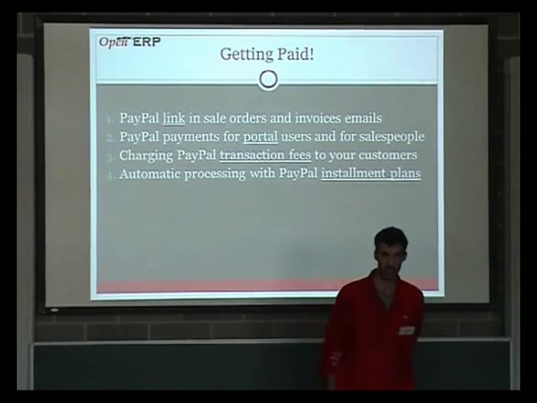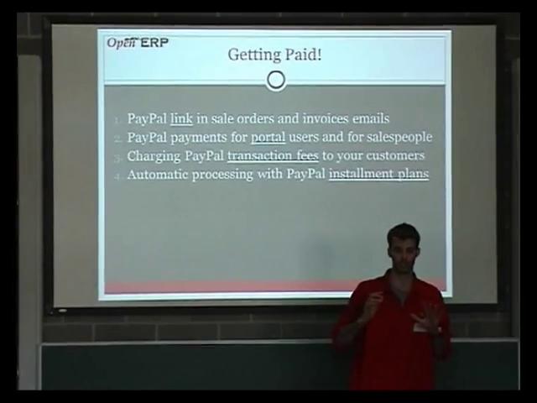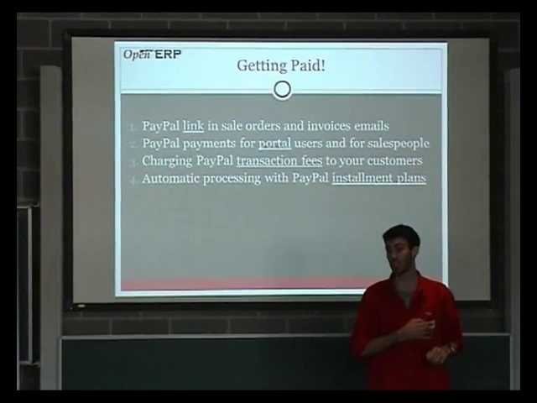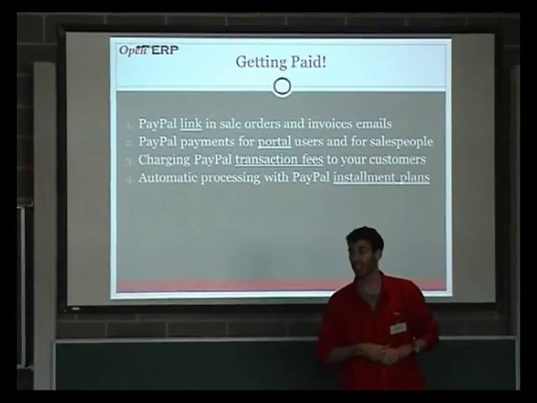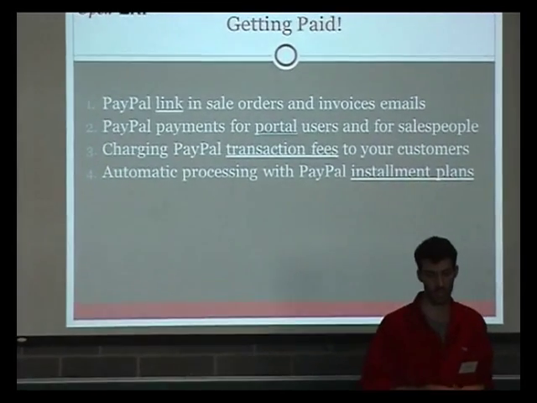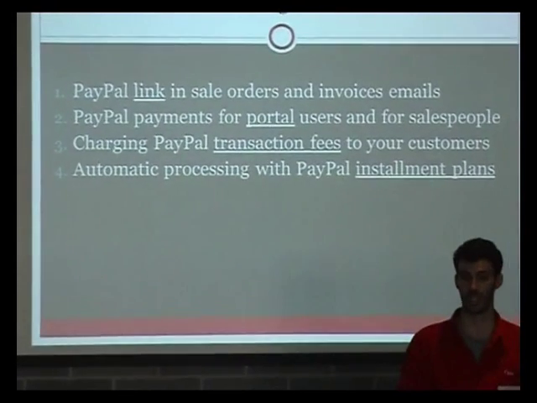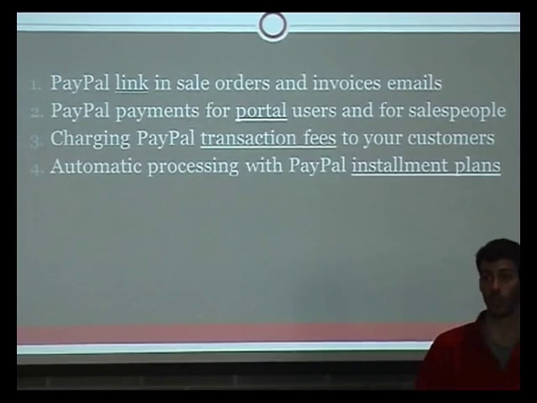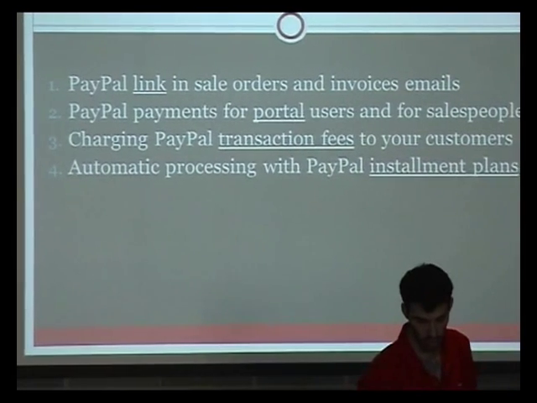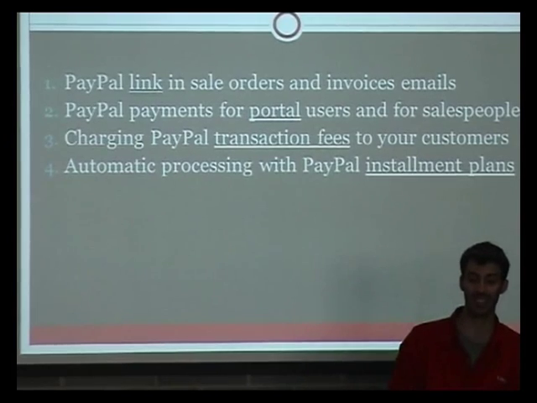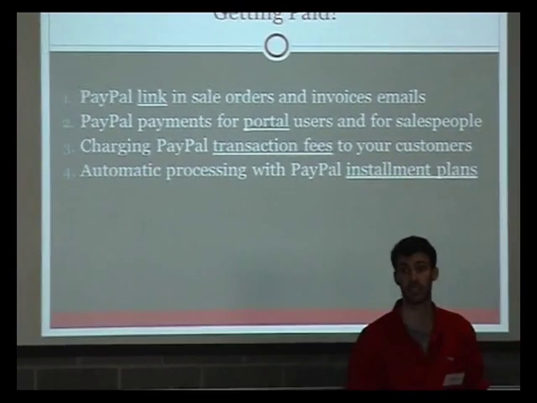So the presentation is basically split into 4 parts regarding features at least. The first 2 are actually already part of version 7, but I'm going to cover them as well very quickly because it's something that not a lot of people know. And then the number 3 and 4 are new features that we are introducing. So the number 1 is the PayPal link in sales orders and invoice emails.